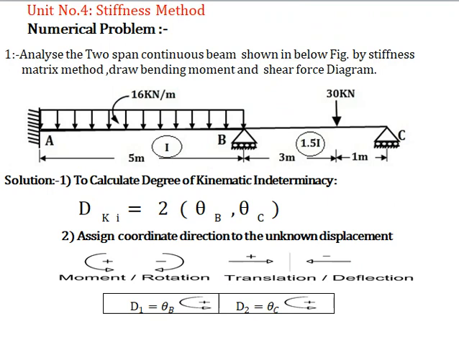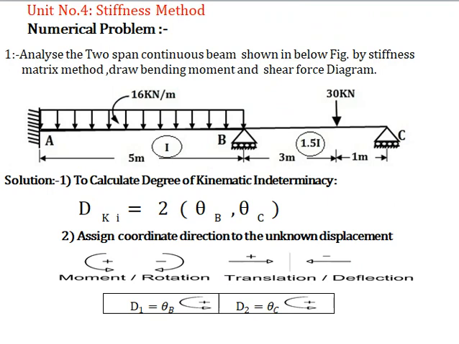So this is a part of a previous video, where we discussed the problem statement. Also, we went through the degree of kinematic indeterminacy or degree of freedom. So in the present case, 2 degrees of freedom, theta b and theta c rotation, and we assume that anticlockwise moment or rotation is positive, and we also assign the coordinate direction to the unknown displacement. Let's call them d1, d2, and the direction we assign as anticlockwise positive.